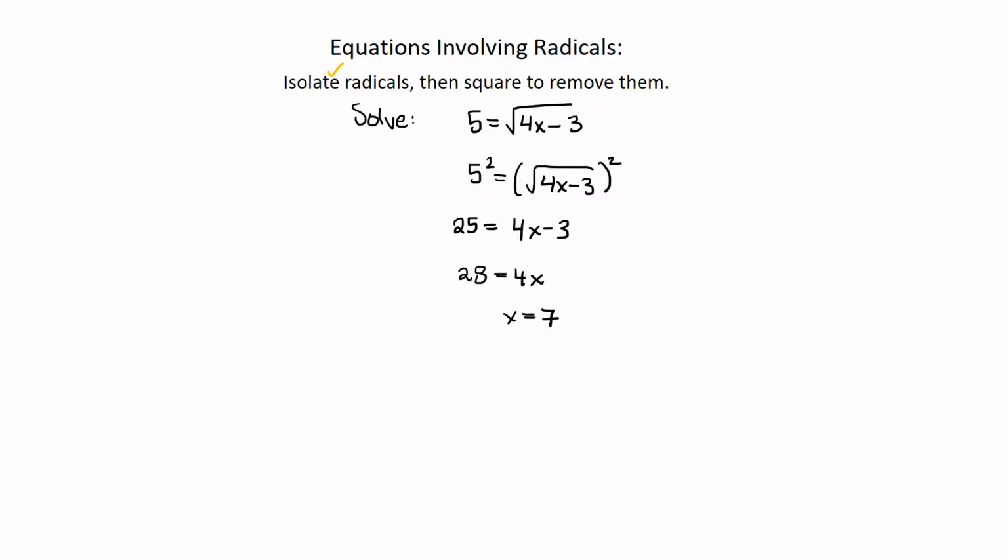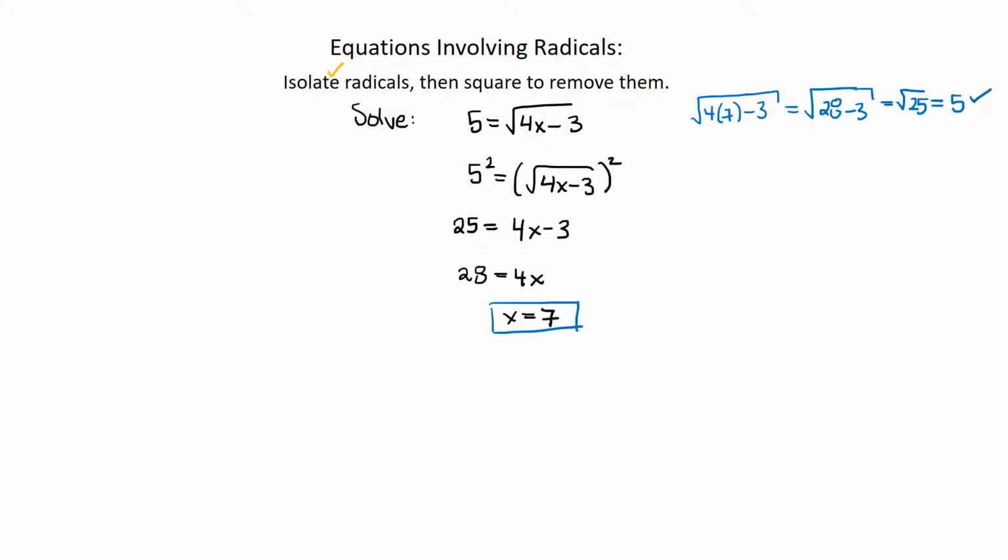And because we were squaring, we're just going to double check to make sure that this is indeed a solution to our original equation. So I'm going to take the square root of 4 times 7 minus 3. This is the square root of 28 minus 3, or the square root of 25. And I get 5, just like I wanted. So x equals 7 is a solution.